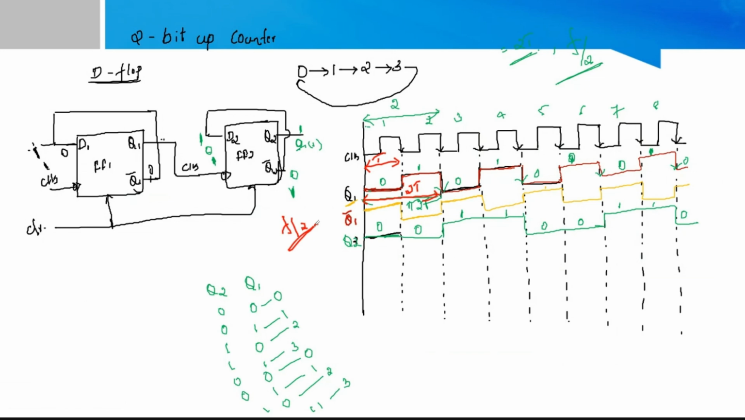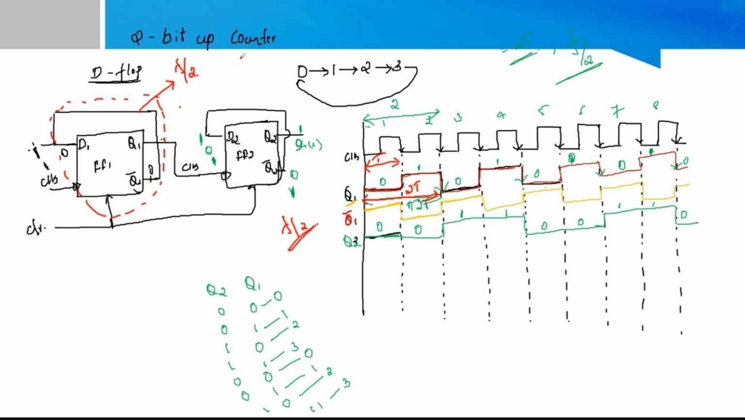So that's why this will be used in the frequency divider circuit. This is a frequency divider by 2 circuit. For PD guys, it is very, very important. This circuit is very, very important. This is frequency divided by 2 circuit.